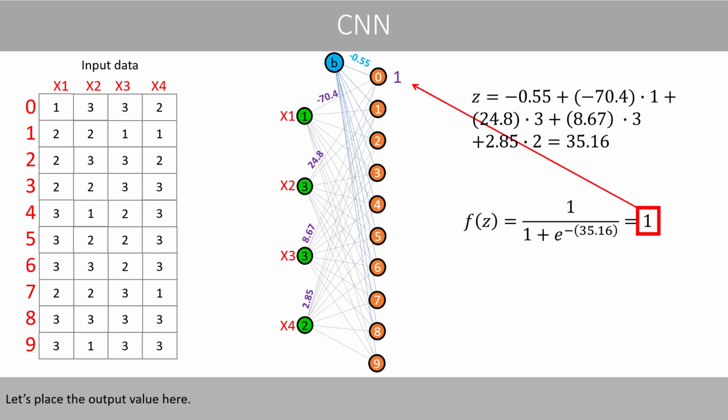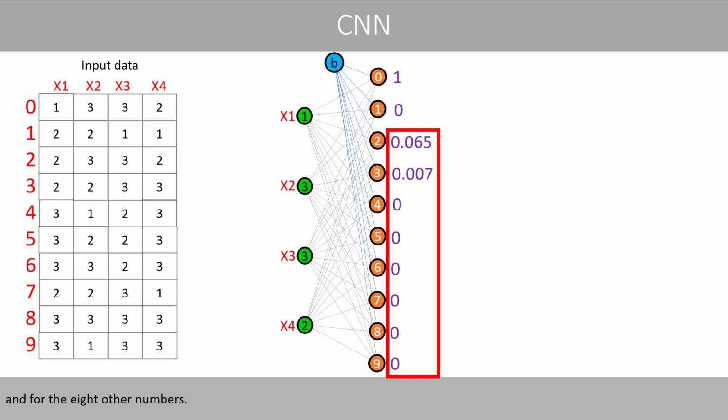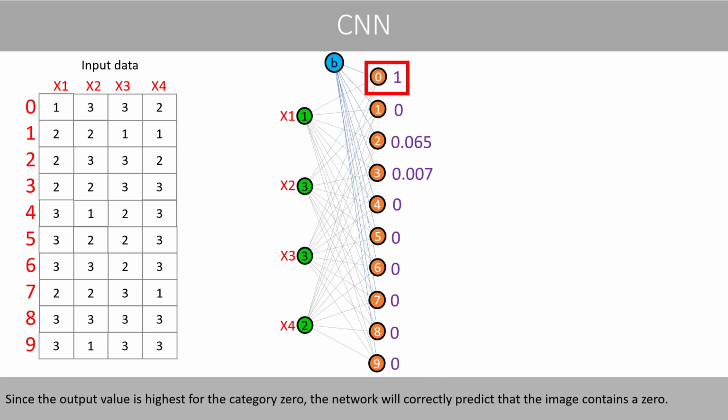Let's place this output value here. Then we compute the output value that the image contains a 1. And for the 8 other digits. Since the output value is highest for the category 0, the network will correctly predict that the image contains a 0.